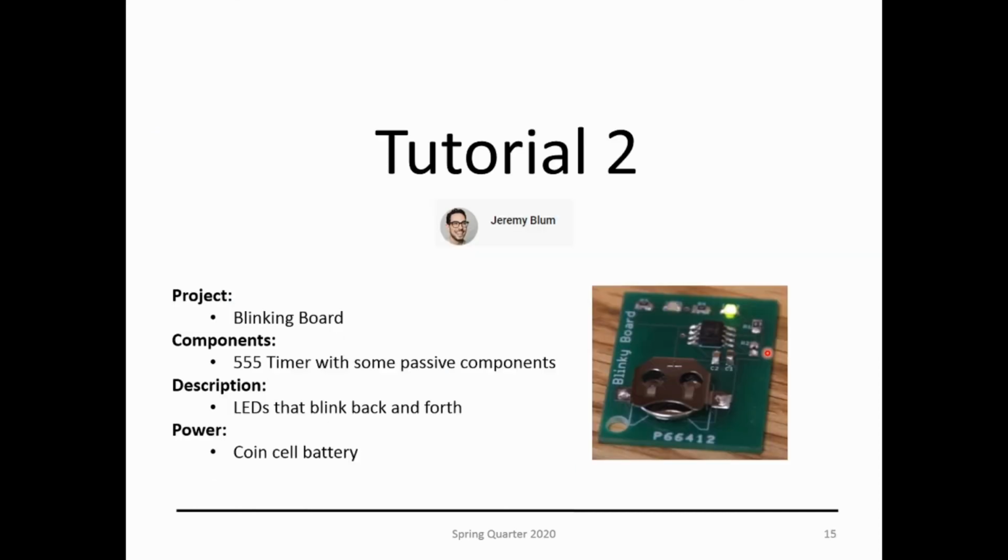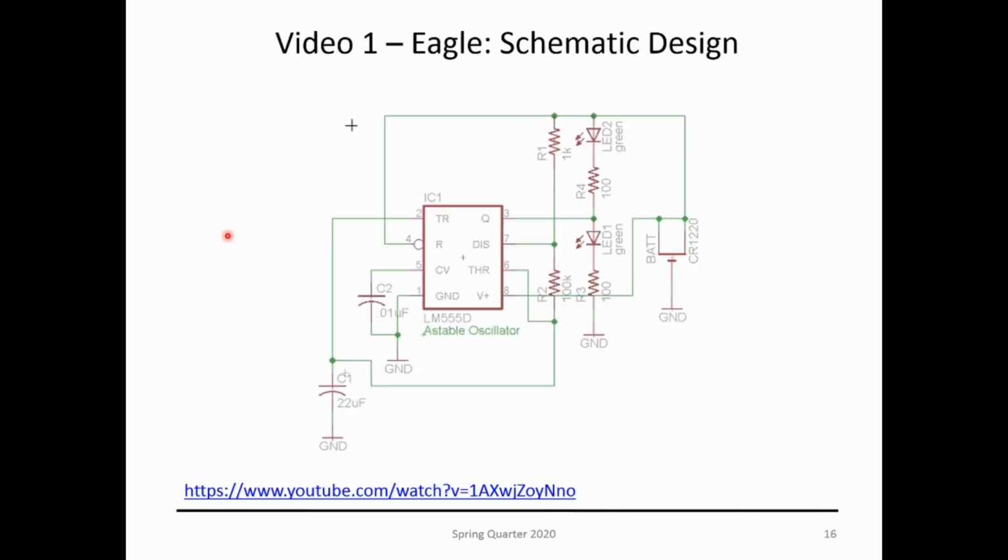The second tutorial that we have is from Jeremy Blum, and he's going to develop a project in Eagle, which is a blinking board. It uses a 555 timer with some passive components, some resistors and LEDs. And then it's just going to blink. It's going to set up this timer in astable mode. It's just going to blink the LEDs back and forth, and the power is from a coin cell battery.